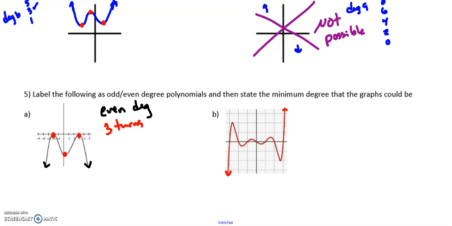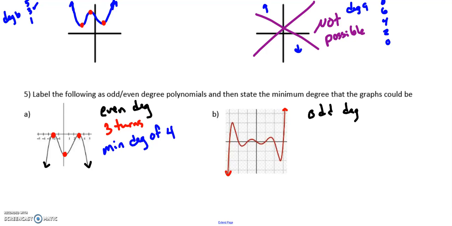So that means I have a minimum degree of, it has to be 1 more than the turns, so it'd be 4. So that's a minimum 4th degree polynomial. Now it could be 4th degree, 6th degree, 8th degree, it doesn't matter. Any sort of even degree 4 or above is what that polynomial is. But it could not be a quadratic. Can't be a quadratic.